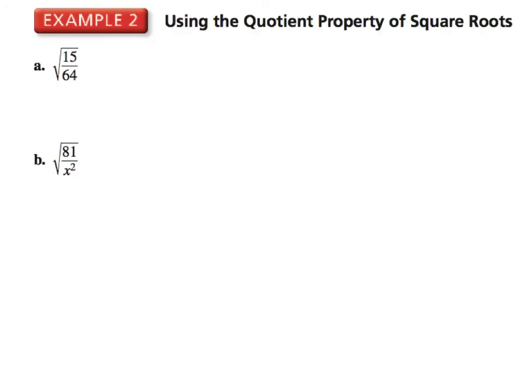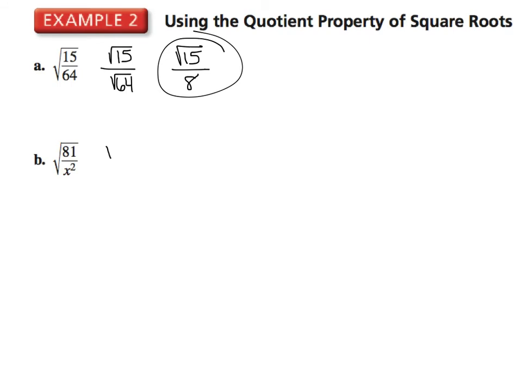Example number 2, let's put it to use. The square root of 15/64. Okay, I'm going to break it up into square root of 15 divided by the square root of 64. That would give me the square root of 15 over 8. There is no perfect square that goes into 15, so that would be my answer.